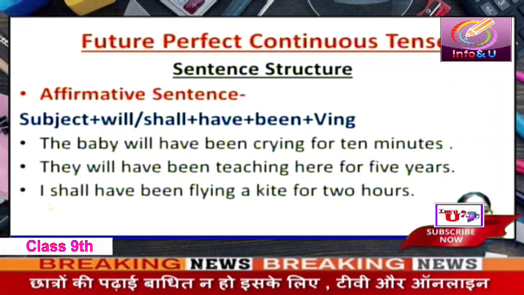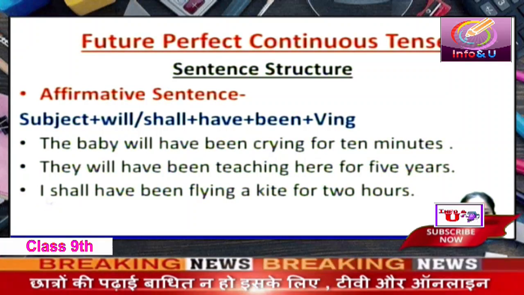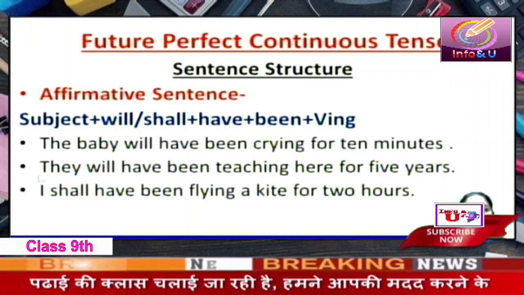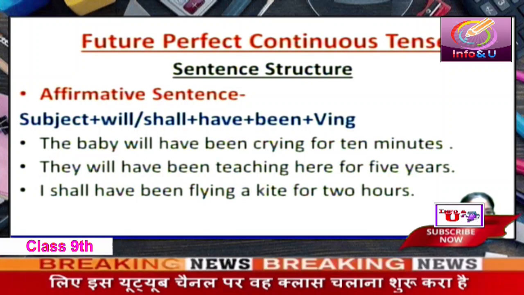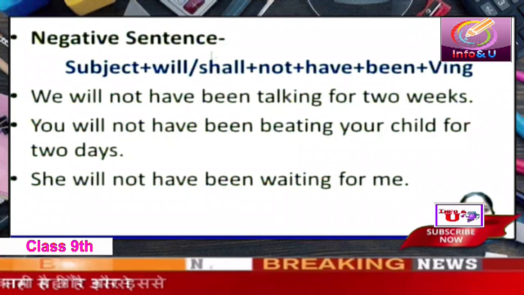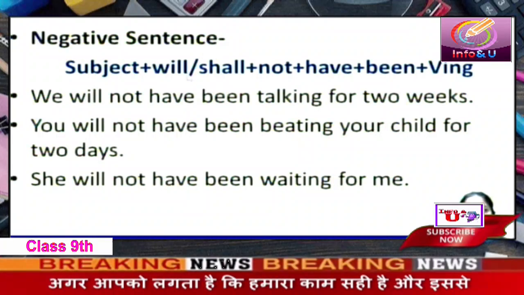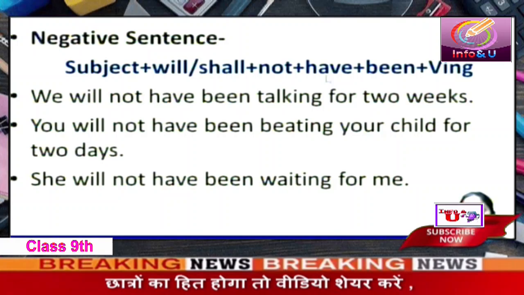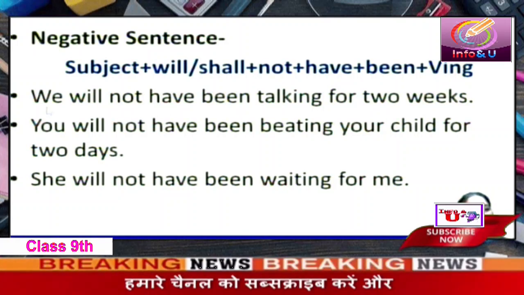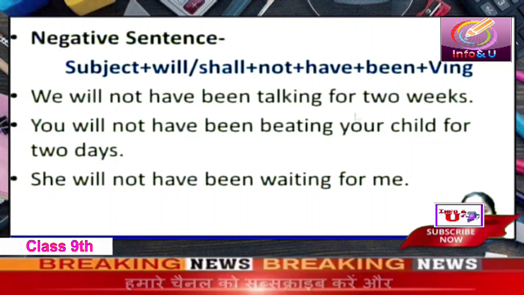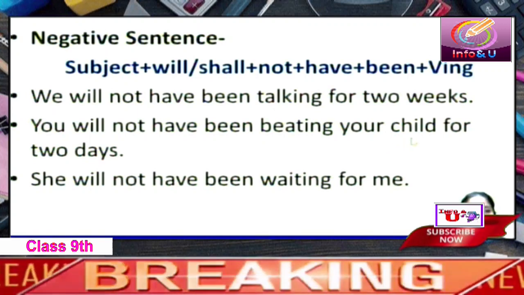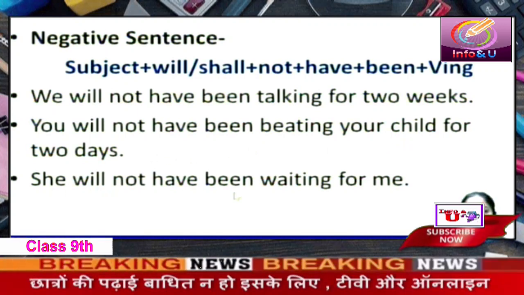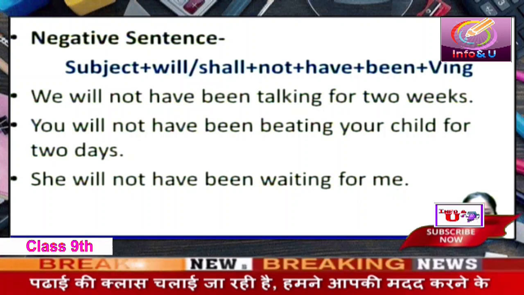I hope students you remember that we use shall with the first person subject, and for all the other subjects we use will. For negative sentence, the rule is subject plus will or shall plus not plus have plus been plus ing form of the verb. We will not have been talking for 2 weeks. You will not have been beating your child for 2 days. She will not have been waiting for me.